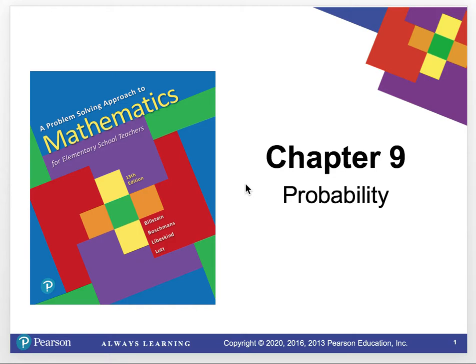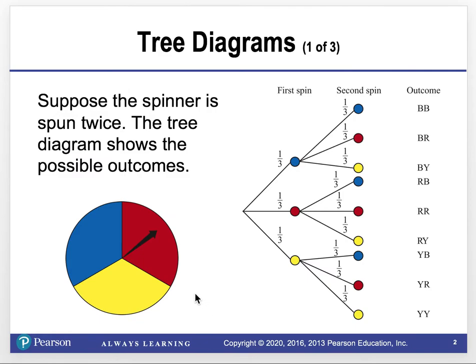Okay, guys, this is chapter 9.2, multi-stage experiments and modeling. First of all, we want to talk about tree diagrams. That's one way we can model these experiments that was just mentioned.